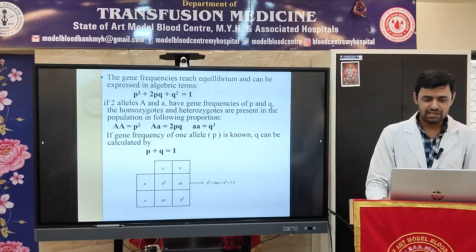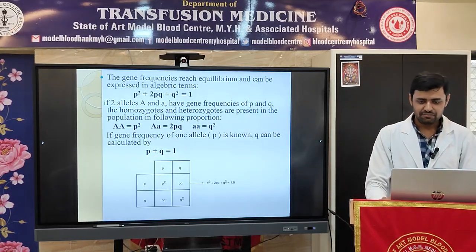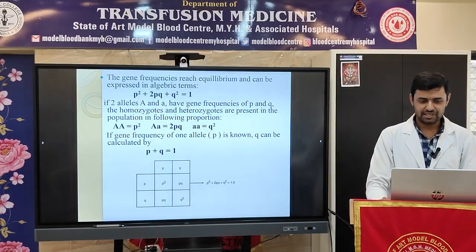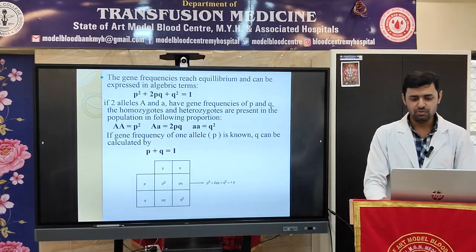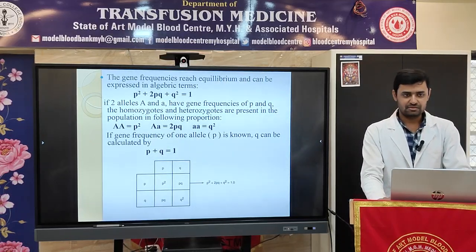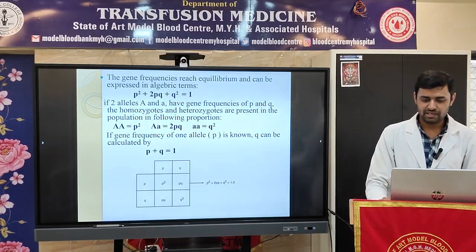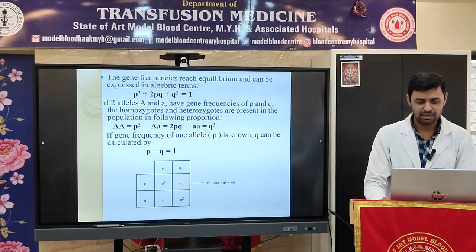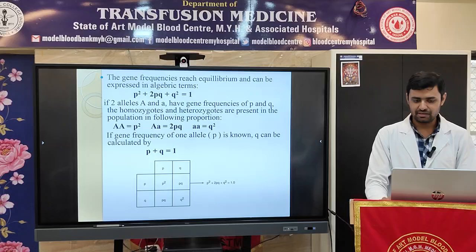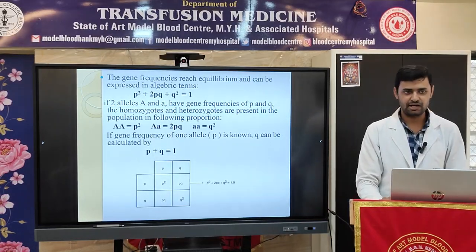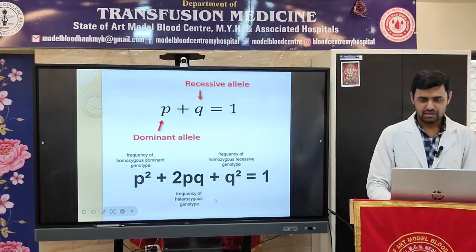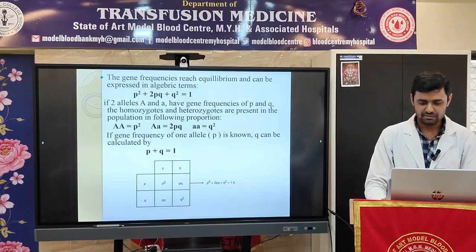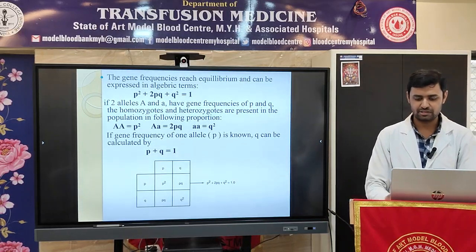For example, if two alleles, capital A and small a, have gene frequencies of p and q respectively, the homozygous and heterozygous genotypes are present in the population in the following proportions: capital A capital A is p squared, capital A small a is 2pq, and small a small a is q squared, which is the recessive one. If the gene frequency of one allele is known, q can be calculated from p plus q equals 1. If p is known, we can calculate q as 1 minus p. We can calculate p if one allele frequency is known. This is the Punnett square chart, which shows that p squared plus 2pq plus q squared equals 1.